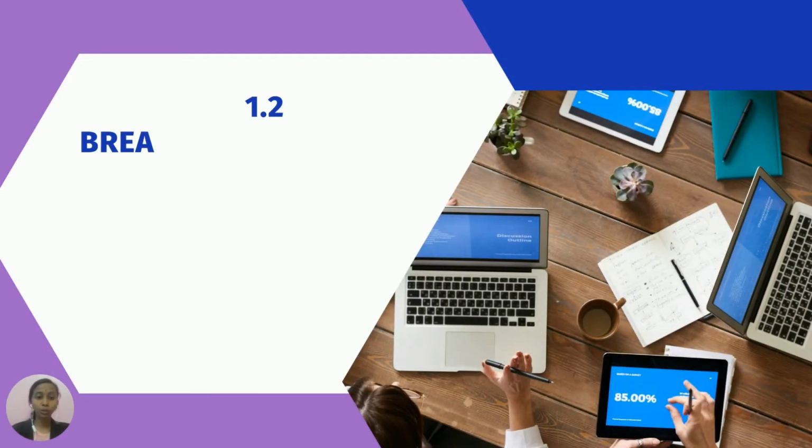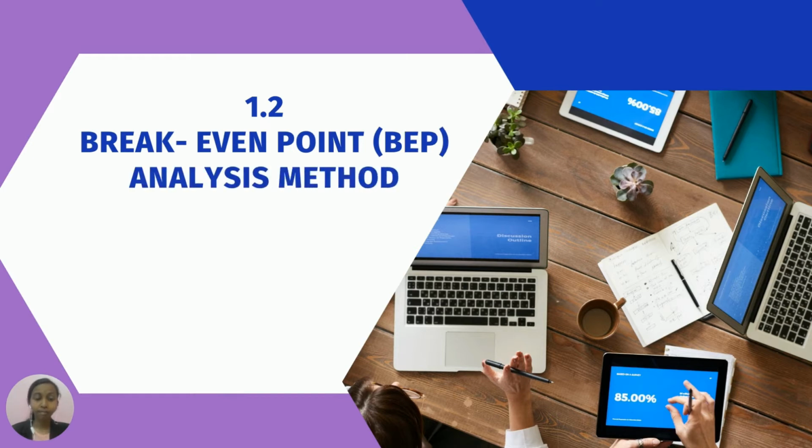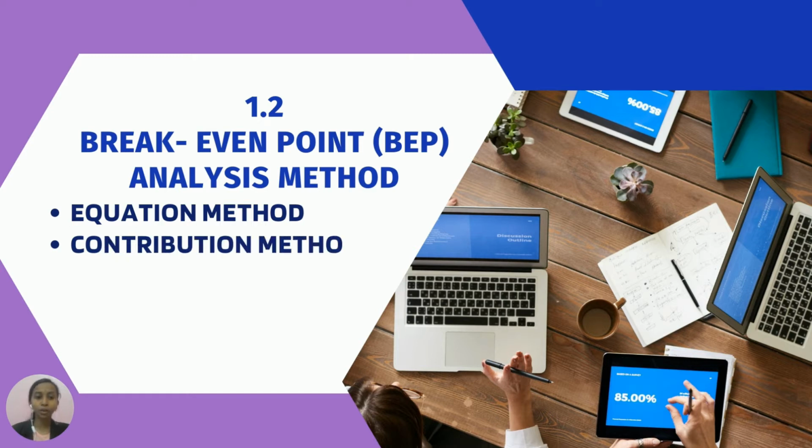Next, we will move on to the second subtopic, which is break-even point analysis method. There are three types of method, which are equation method, contribution method, and graph illustration method.